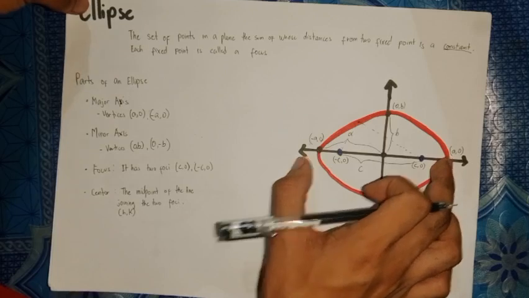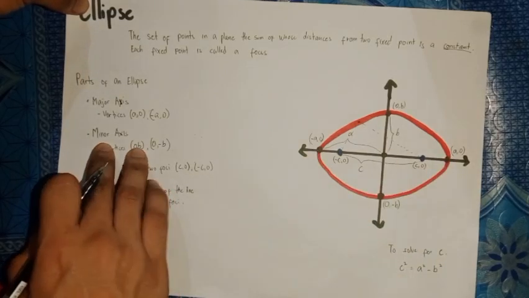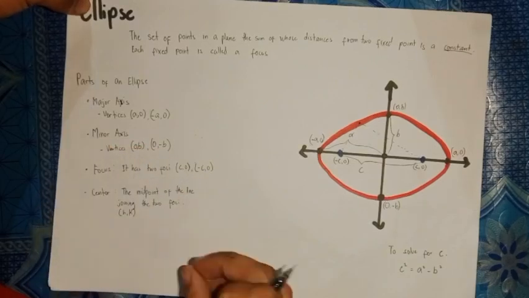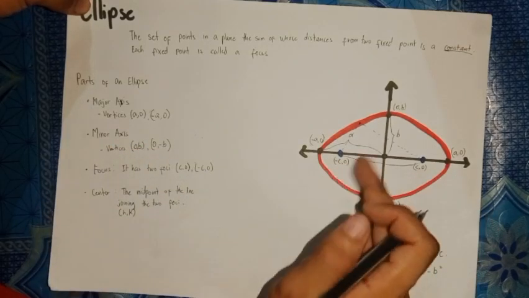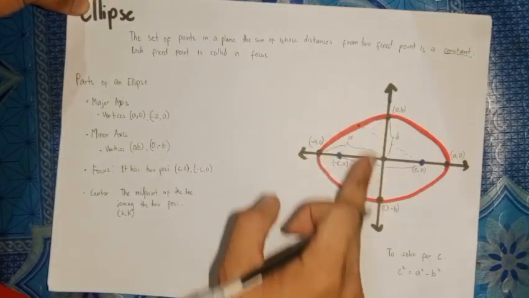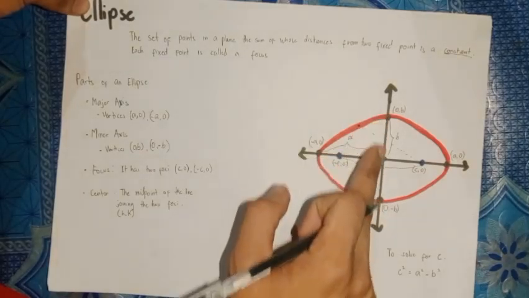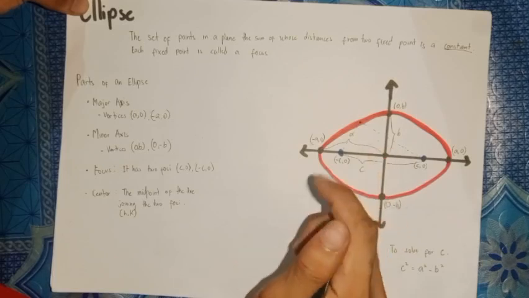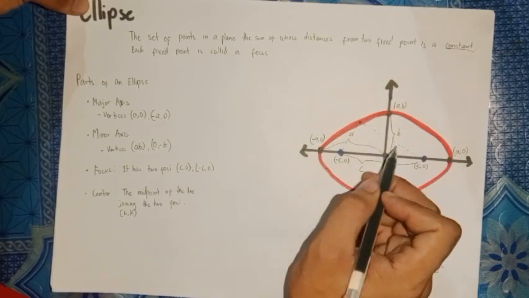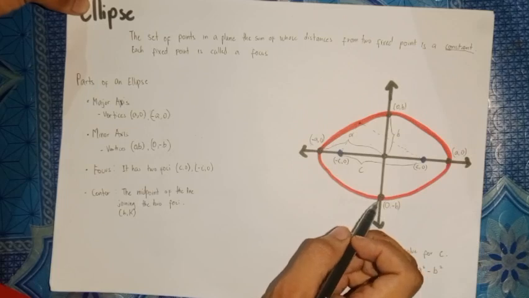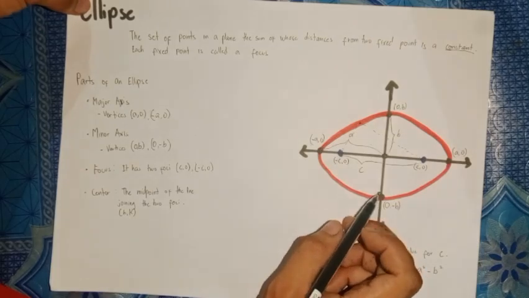Now let's proceed to minor axis. Minor axis is the shortest diameter of the ellipse. Since the y-axis has the shortest diameter, this is now our minor axis. Minor axis is denoted as B. That's why we have vertices (0, B) and (0, -B). And the length of the minor axis is 2B.